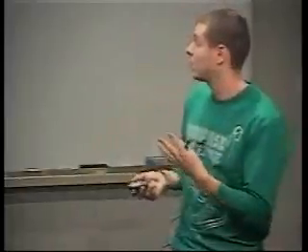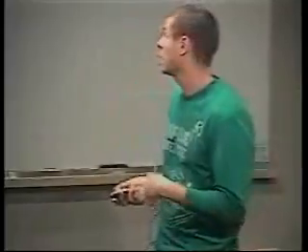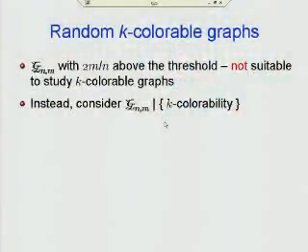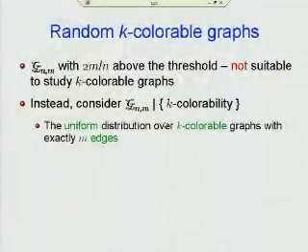In our work we considered G(n,m), but with an average degree which is a constant but above the colorability threshold. If you just take G(n,m), it's not suitable to study k-colorable graphs, because typically a graph in G(n,m) will not be k-colorable. So instead we consider the most natural thing, which is G(n,m) conditioned on k-colorability. You just take the uniform distribution over k-colorable graphs with exactly m edges.